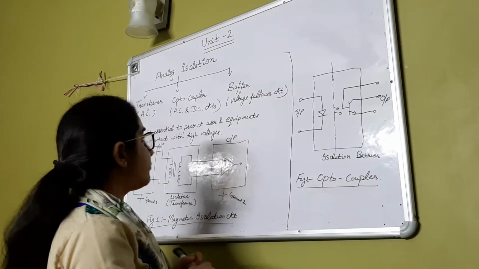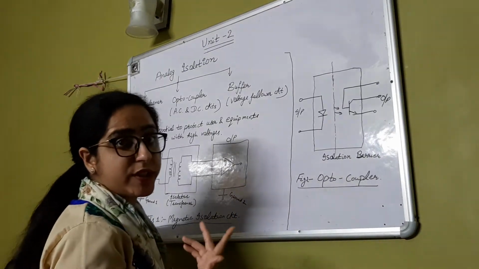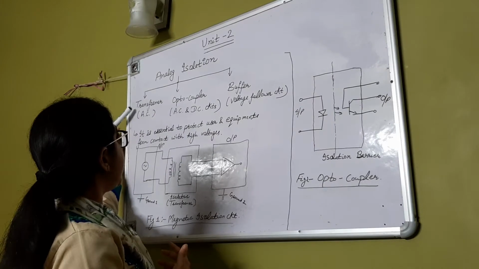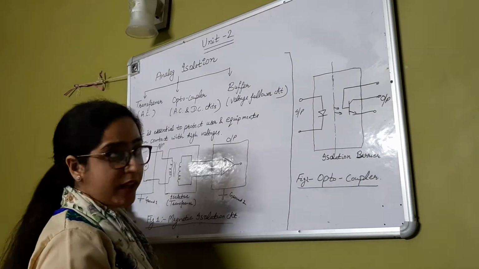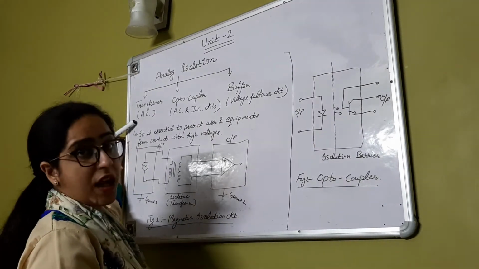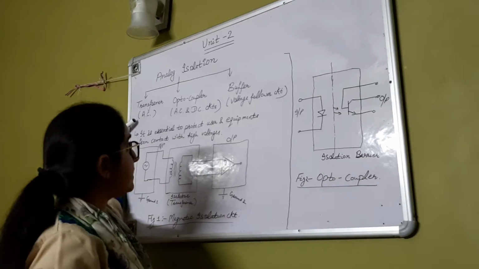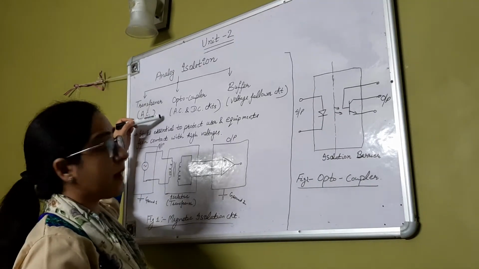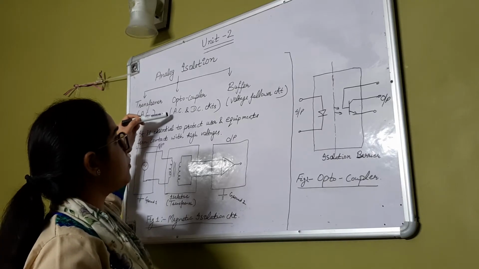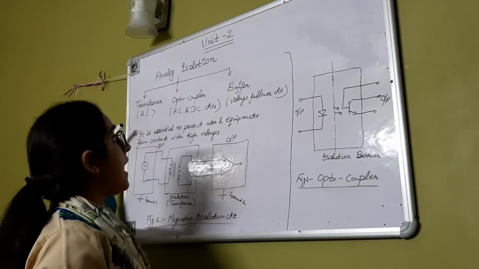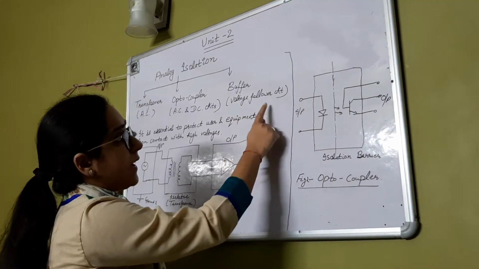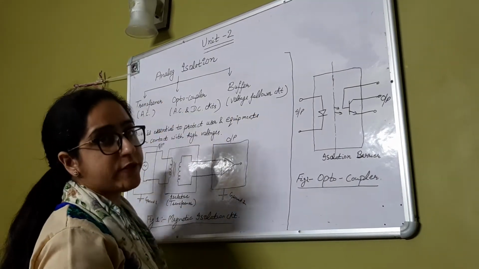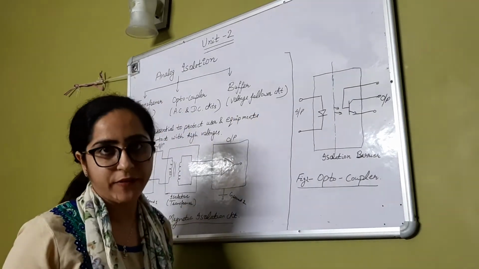Now we further move to how this isolation can be done. The isolation can be done magnetically with the help of the transformer. Obviously it can be used in AC circuits, and the second method for isolation is optocouplers. Optocouplers can be used in AC and DC circuits. And the third type of isolation is your voltage follower circuit or isolation amplifiers.